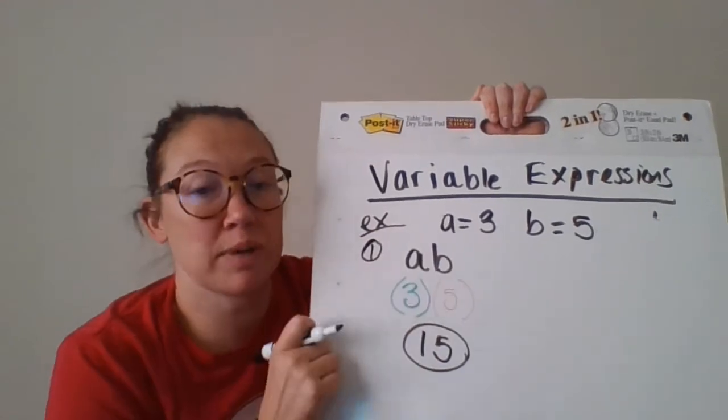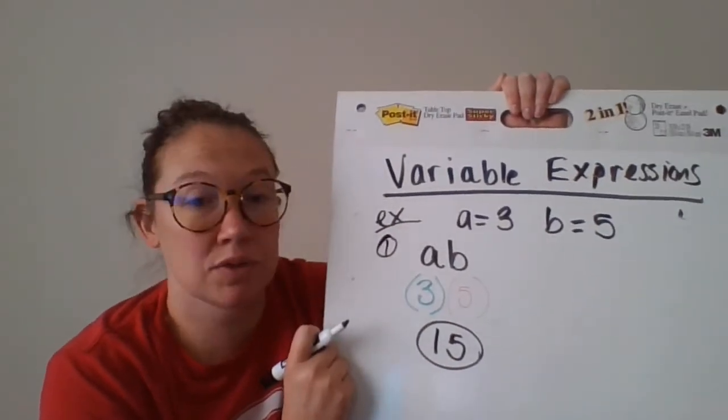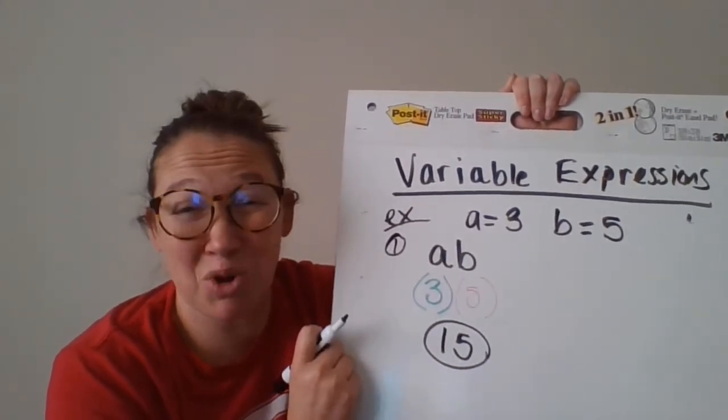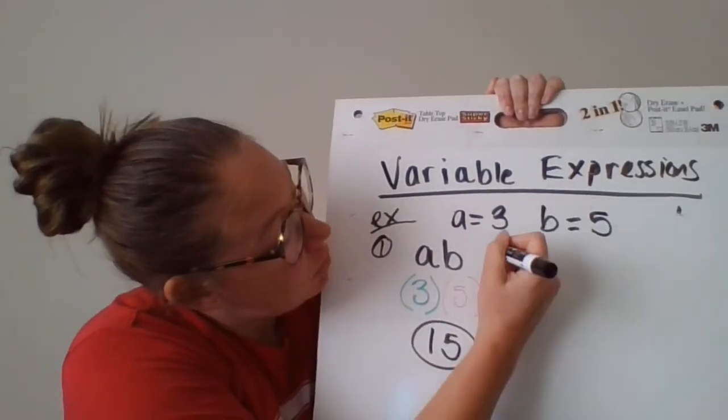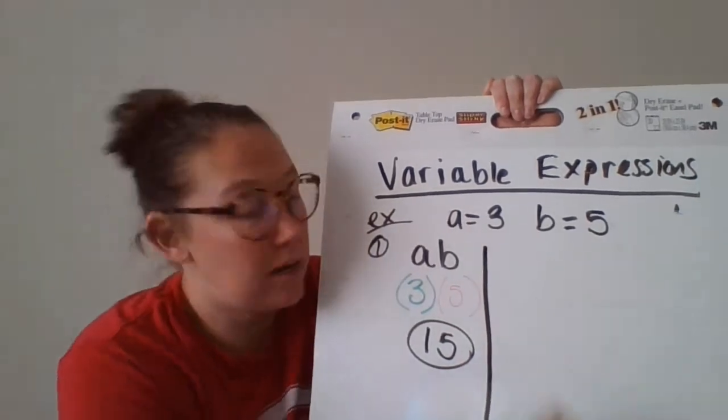Now I'm going to put some more expressions up here. We're going to use the same values the whole time. We might get some crazy answers, but that's okay. We're going to go with it anyway. All right, number 2.